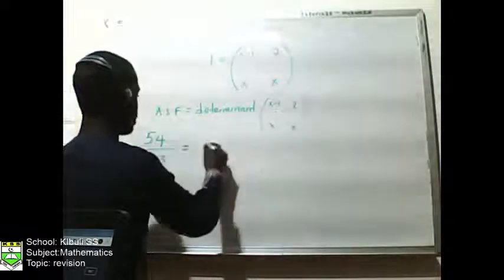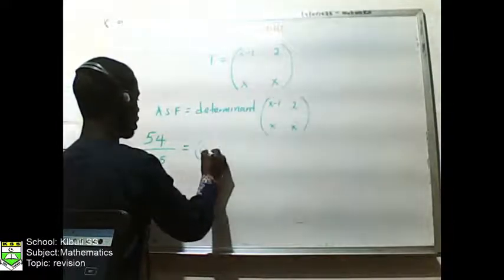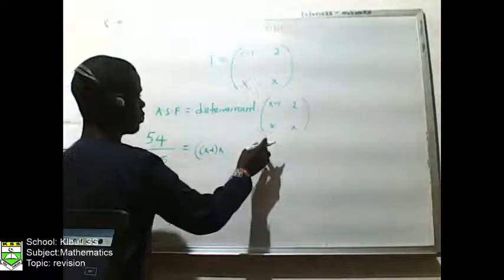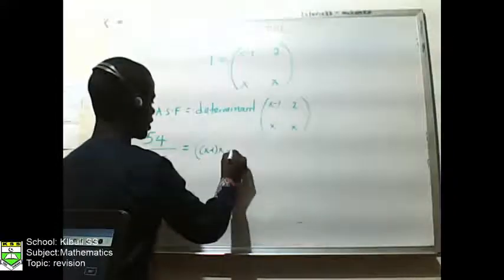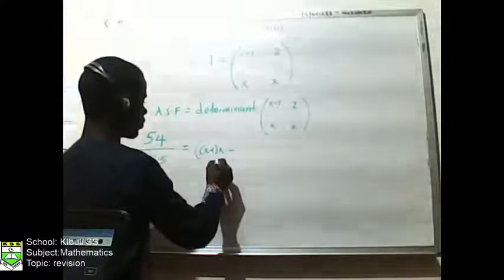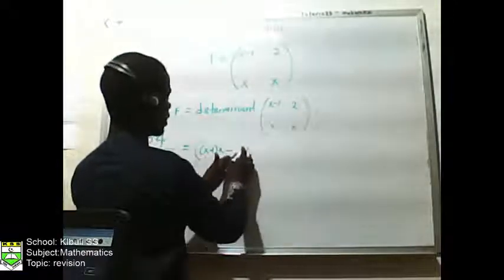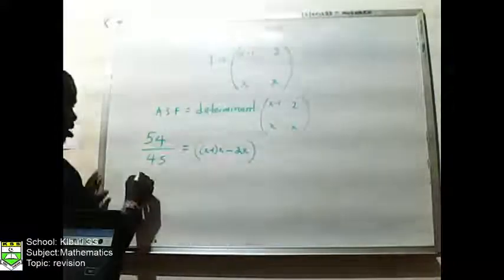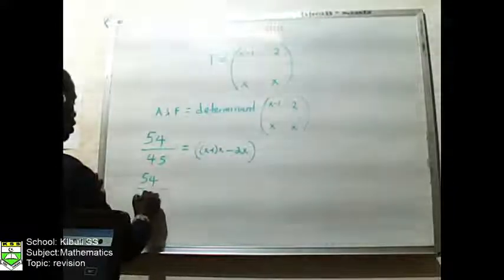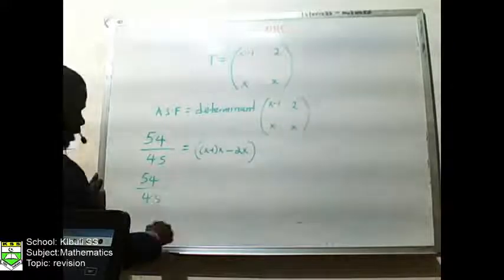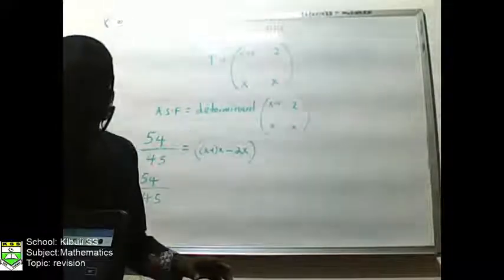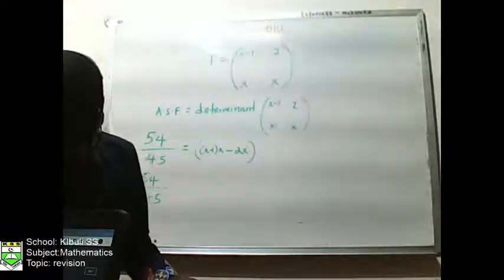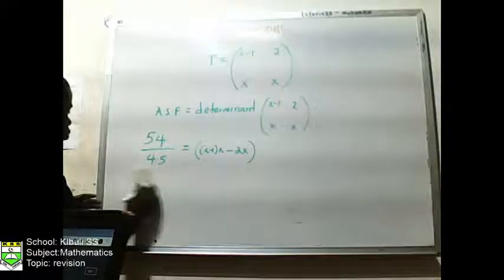How am I going to come up with the determinant? The determinant is going to be x minus 1 times x. Remember, it is this times this minus the product of the major diagonal minus the product of the minor diagonal, which is this times this. So my 54 over 4.5, in other words 54 over 4.5 is 12, if I'm not mistaken. The answer is 12.